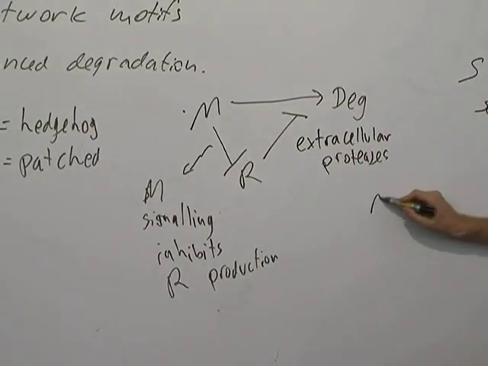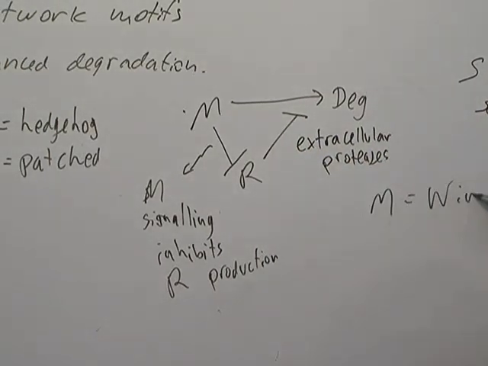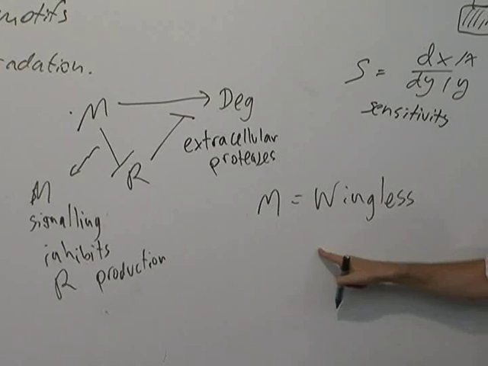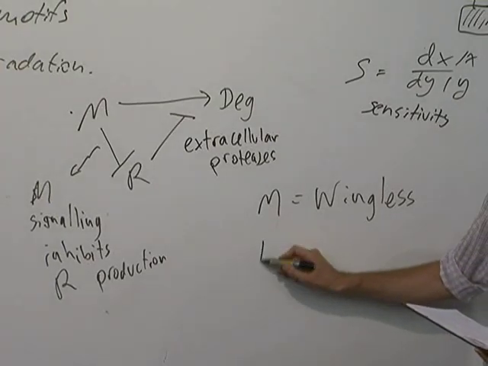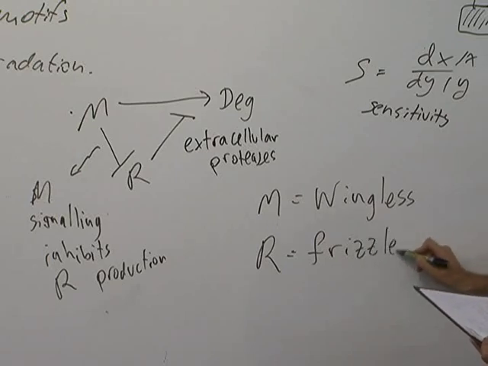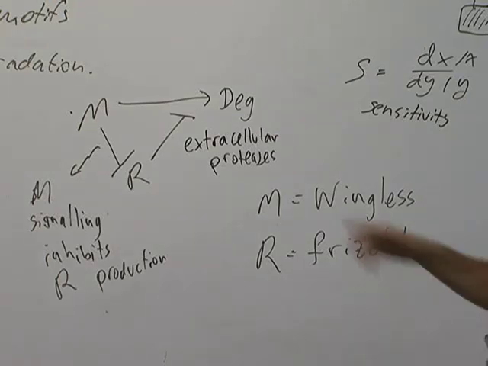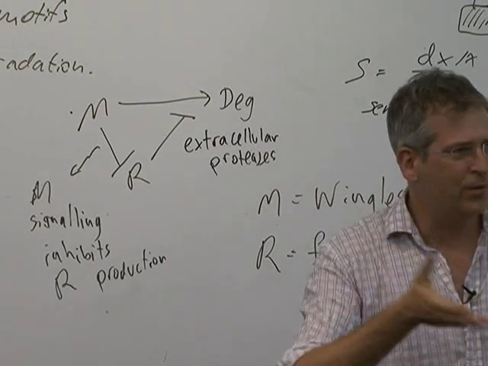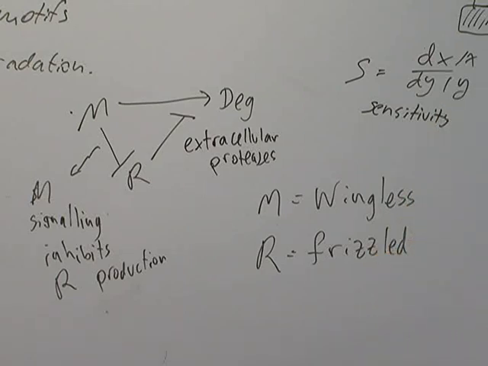And the examples are here. This is called wingless. You can imagine what happens to flies when you mutate the morphogen wingless. And R is called frizzled. Wingless and frizzled, again, just an example. They don't exactly give you M squared terms, but they give you self-enhanced degradation.